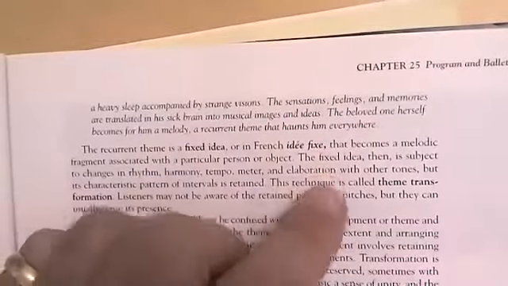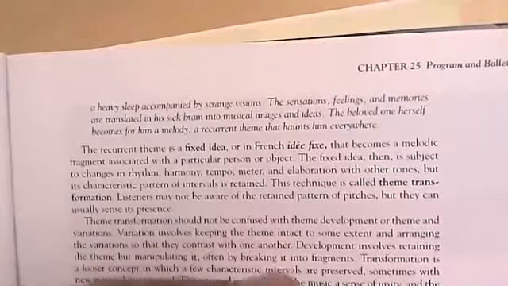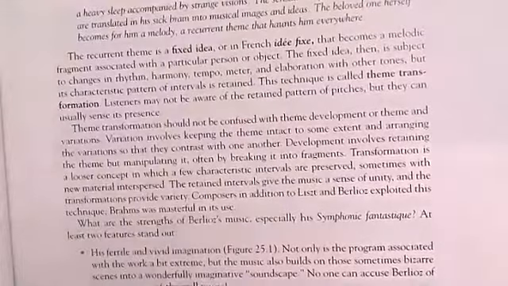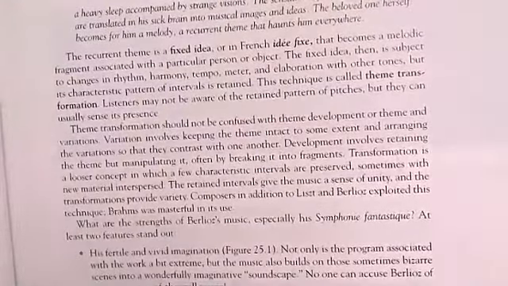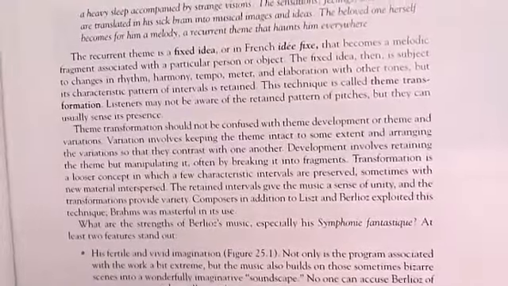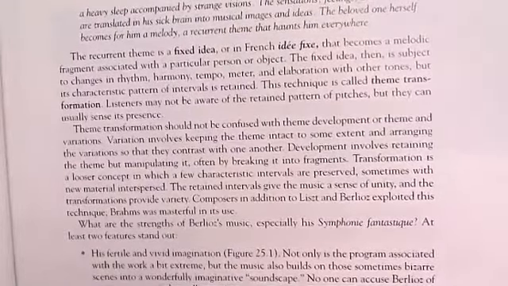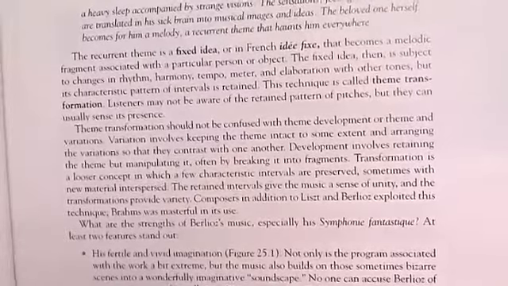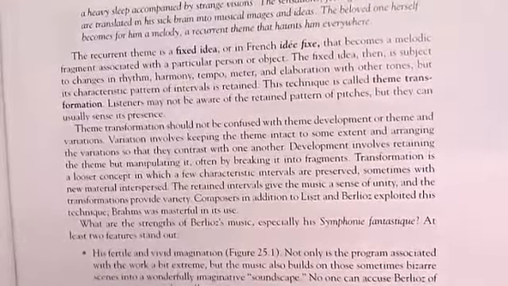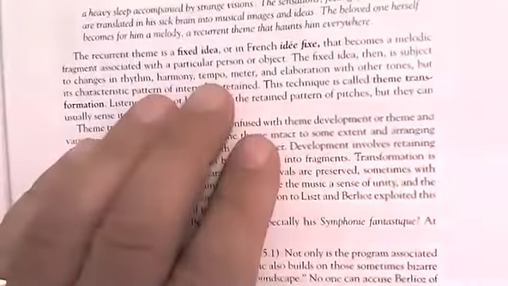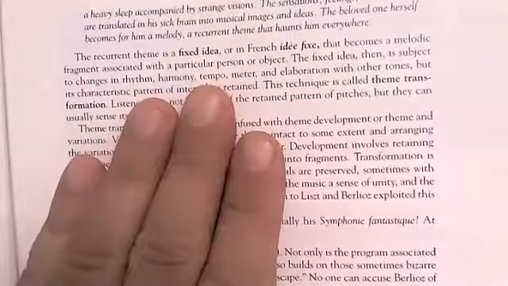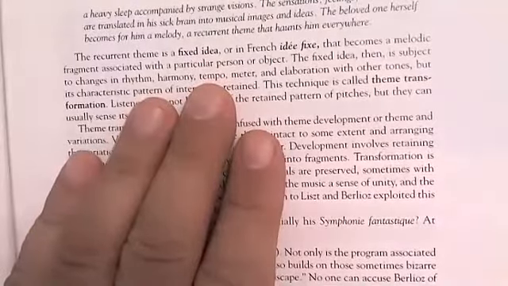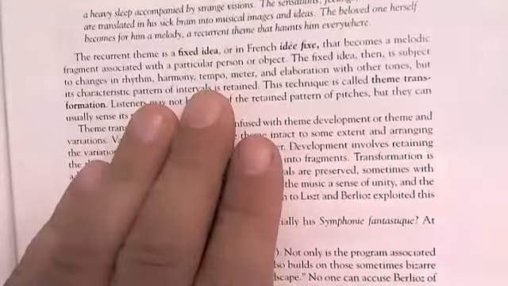The beloved one, that would be Harriet Smithson's fictional equivalent here, becomes for him a melody and a recurrent theme. So basically, each one of these movements in the symphony is about him having a hallucinogenic or drug-induced dream or fantasy about her. And how that works is that he composes a theme that represents her. In other words, when you hear the theme, you go, uh-huh, that's Harriet Smithson's character, the beloved one.